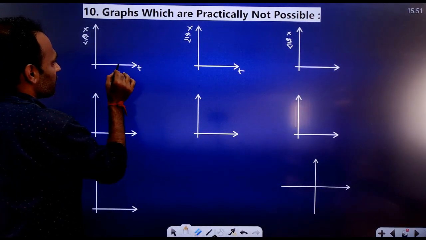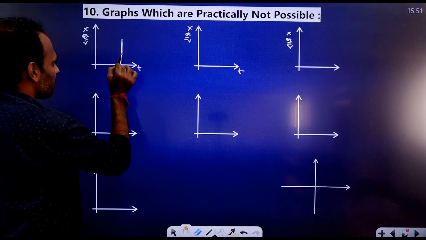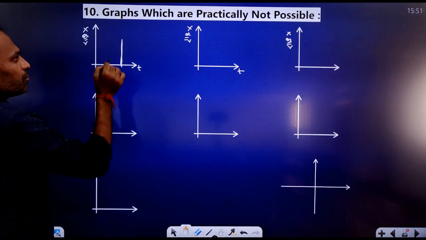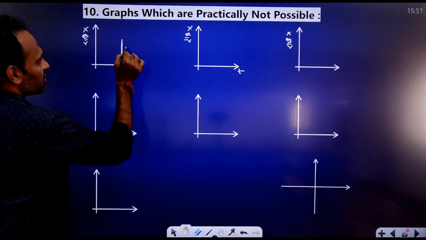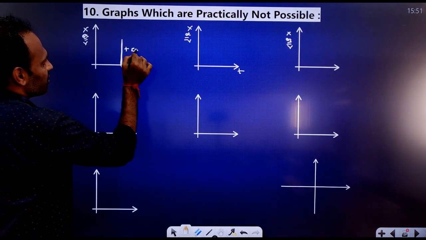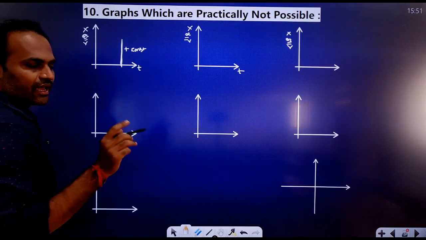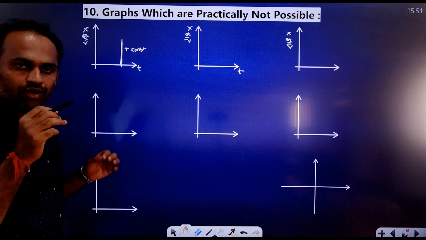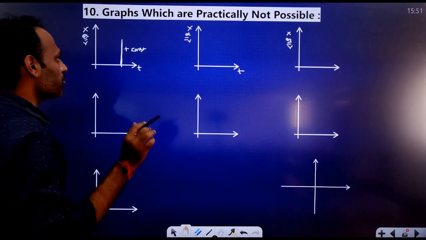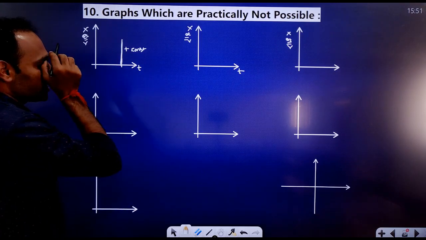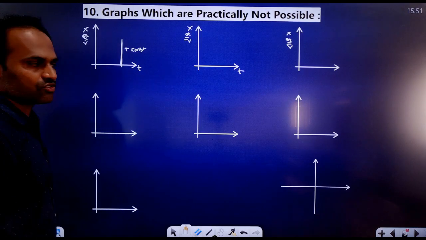See, if the graph is a straight line perpendicular to the time axis, what does this indicate? This indicates that time is constant. Can time remain constant? Is it possible for time to ever stop? No, it will never stop. So this is practically not possible. A graph with constant time is practically not possible.